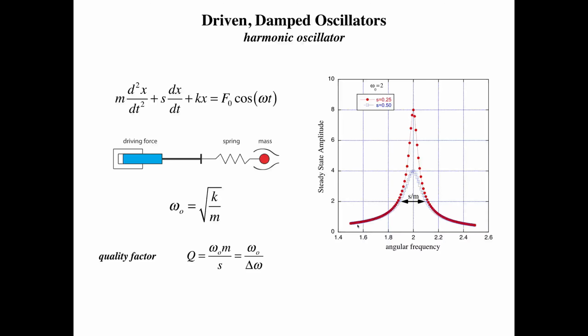At driving frequencies that are small compared to the natural frequency, and in this case we've chosen it to be 2, simulations or calculations show that the steady state amplitude is fairly low. Then as we increase the driving frequency, the steady state amplitude increases, and it actually becomes a maximum when the driving frequency matches the natural frequency. And then as you keep increasing the frequency, you see a drop in the steady state amplitude.